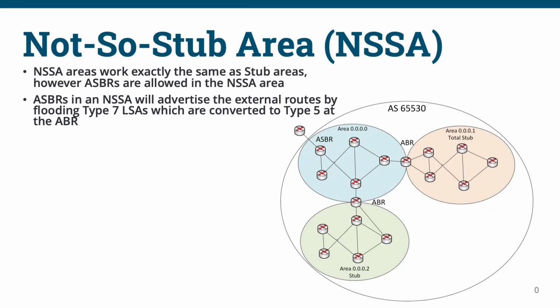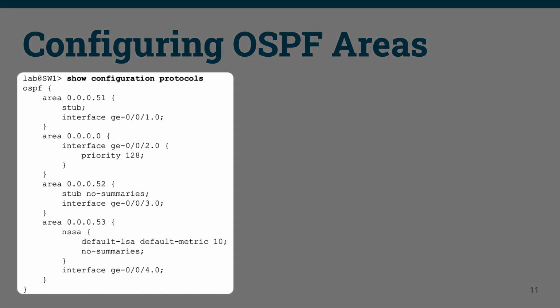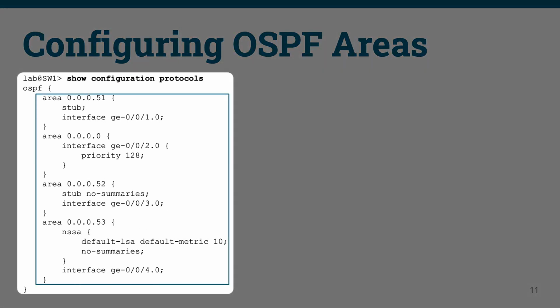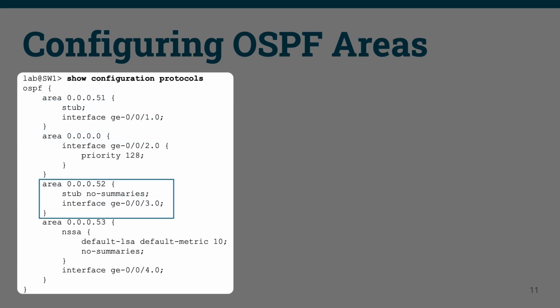Now that we've reviewed the various area and router types, let's take a look at how to configure OSPF and these area types. As we see in this configuration example, we have 4 areas configured on the single router, making this an ABR. We have Area 51, Area 0, Area 52, 53. Area 0 is, of course, the backbone area. We see, though, that Area 51 is configured as a stub area.